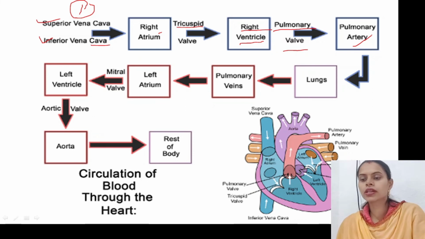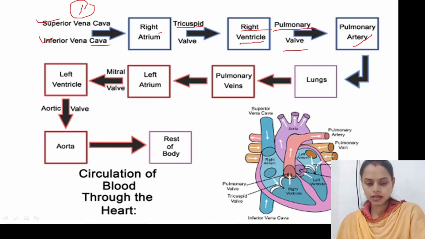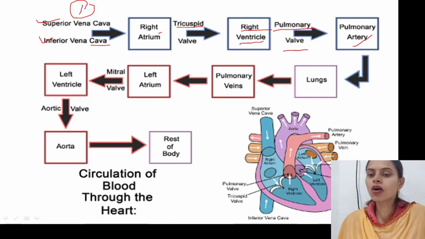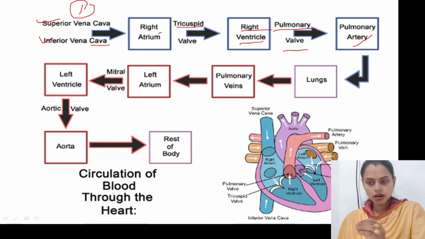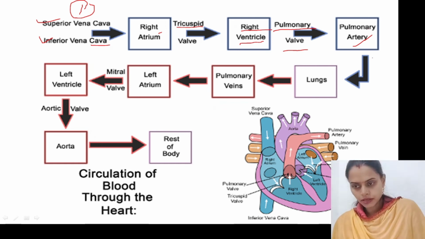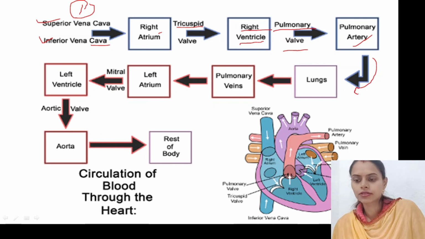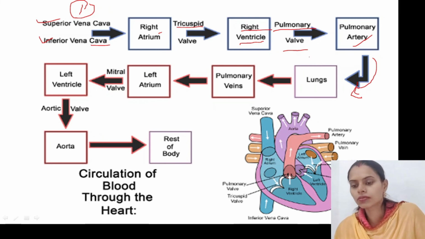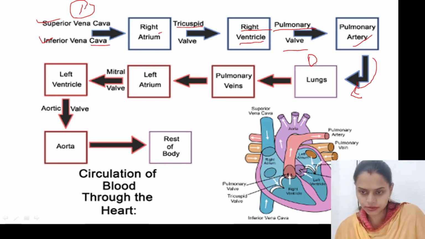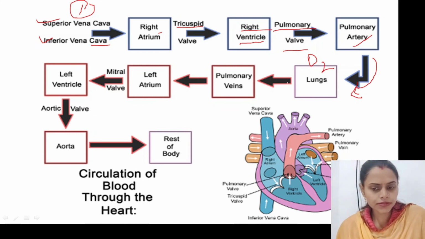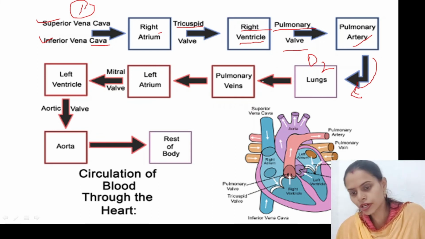This pulmonary artery is an exception, because all the arteries present inside the body contain oxygenated blood, but this is the only artery which contains deoxygenated blood. It will carry the blood towards the lungs, and here the blood will be oxygenated.